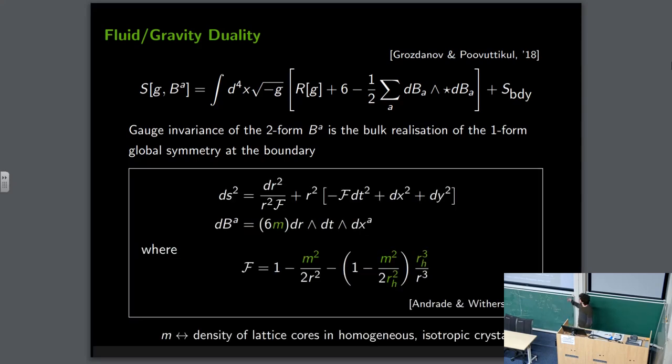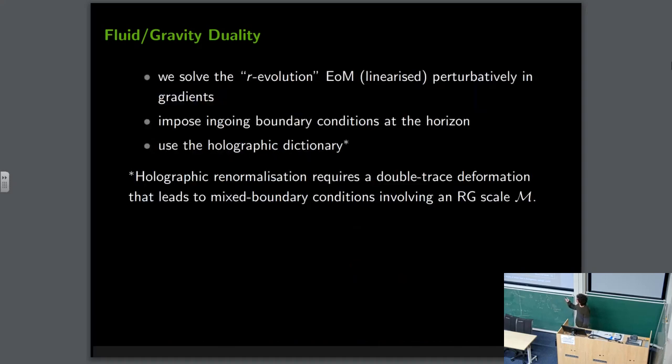So this theory has a family of black brane solutions given by this isotropic metric with this blackening factor and this constant field strength of the gauge field B. This family of solutions is parameterized by the radius of the horizon and by this constant m, and it's a family that is dual to a family of thermal states of an isotropic and homogeneous crystal at the boundary.